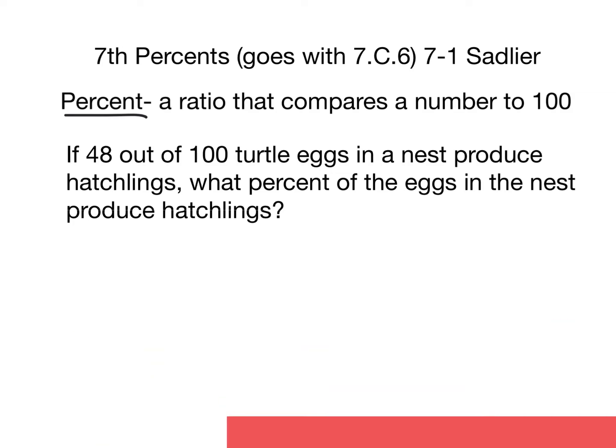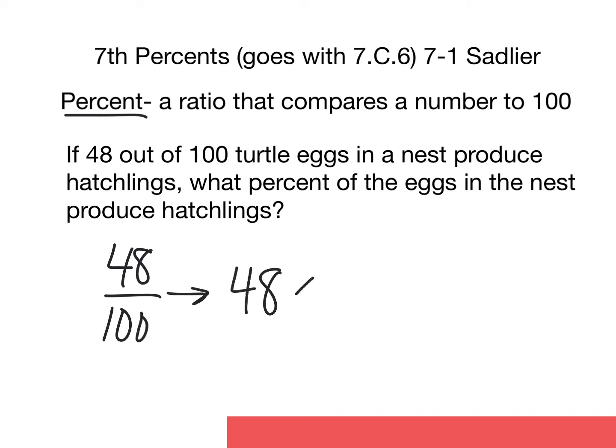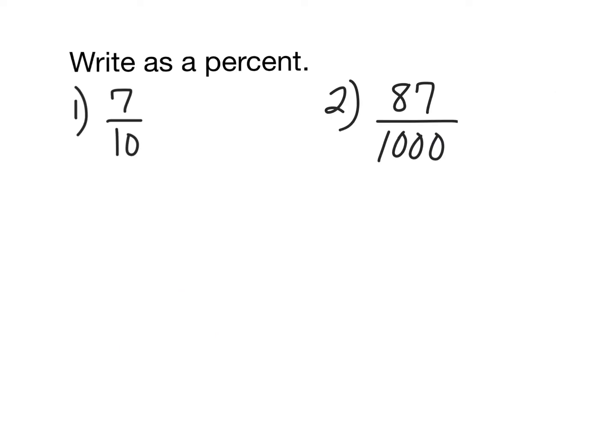So if we look at this example, 48 out of 100 turtle eggs in a nest produce hatchlings. What percent of the eggs in the nest produce hatchlings? Well, it's 48 out of 100, and a number out of 100 is a percent. So 48 out of 100 would mean 48%. So in these examples, they want us to write these as percents.